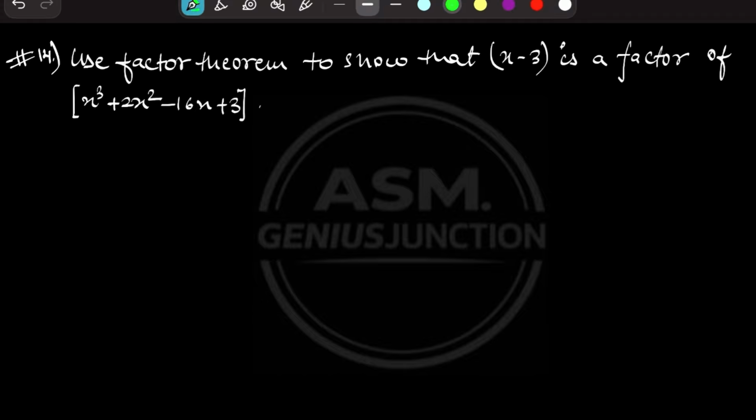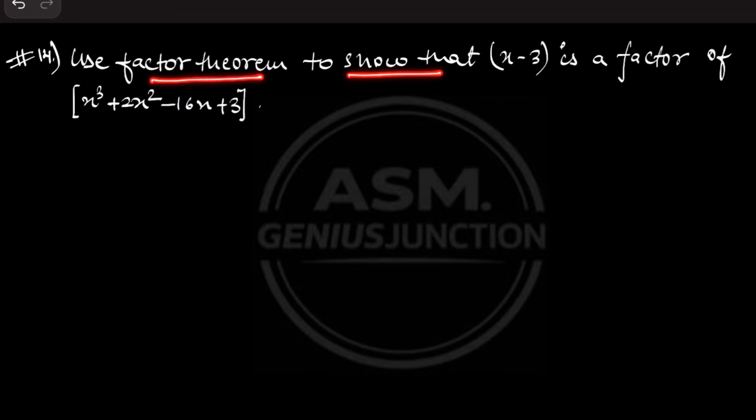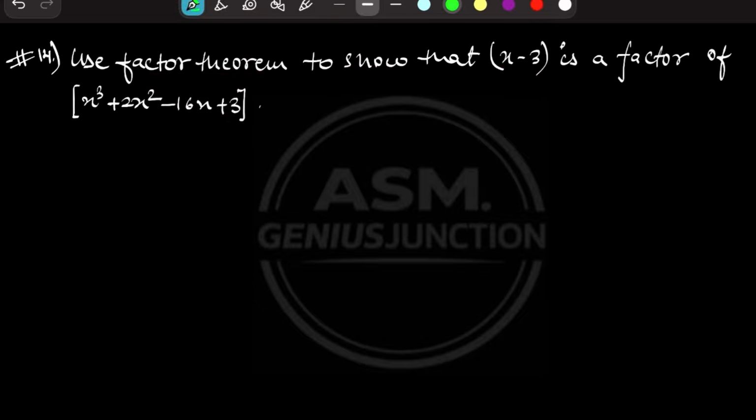So this is your question number 14 in continuation with video number 1 and 2. This question says that using factor theorem, show that x minus 3 is a factor of this complete polynomial. Now, how are we going to prove that x minus 3 is a factor of this complete polynomial? What I'm going to do is take my divisor x minus 3 and put it equal to 0. So I get x equals 3.